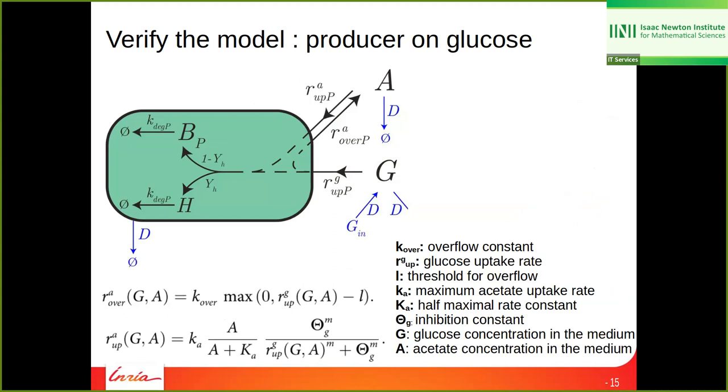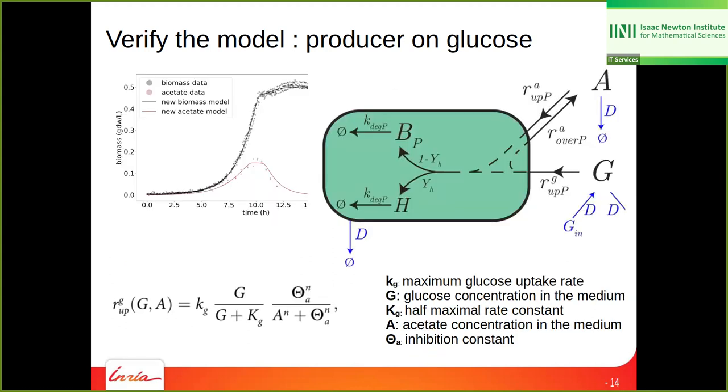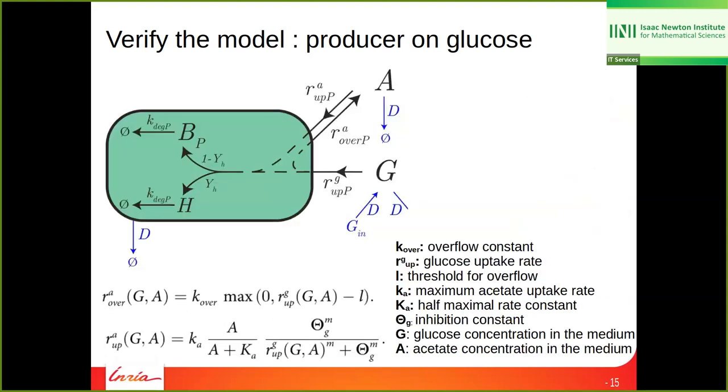So if you have a certain glucose uptake rate, then if you have a low glucose uptake rate, there's no acetate excretion. And until you reach this threshold, and then you start excreting acetate proportionally to the glucose uptake rate. So in batch, this kind of just corresponds to you're always excreting because you're always below this glucose uptake rate. But in a chemostat, this is not going to be the case.